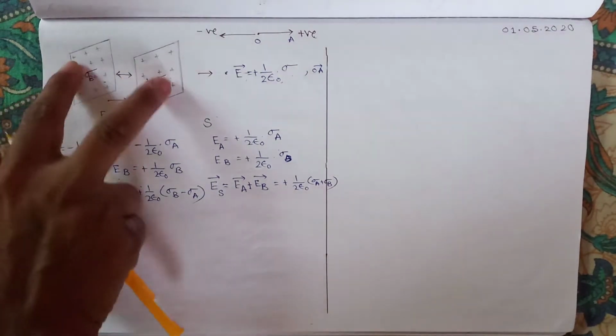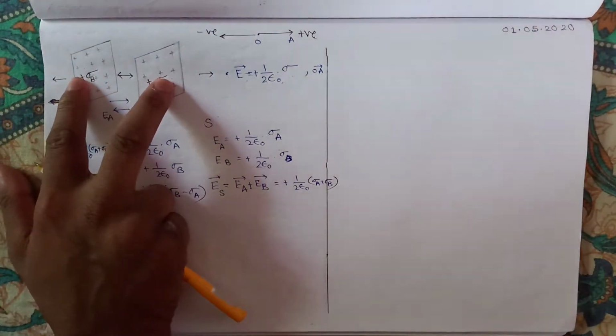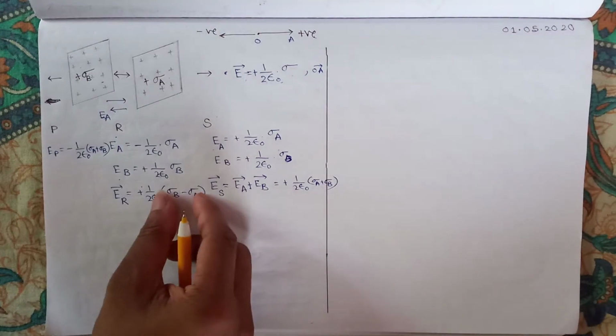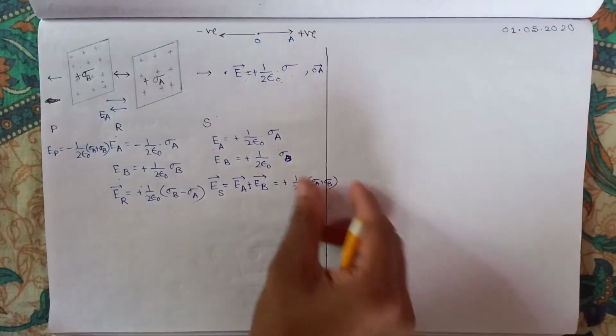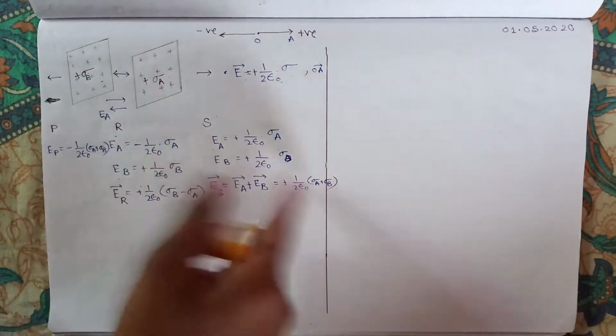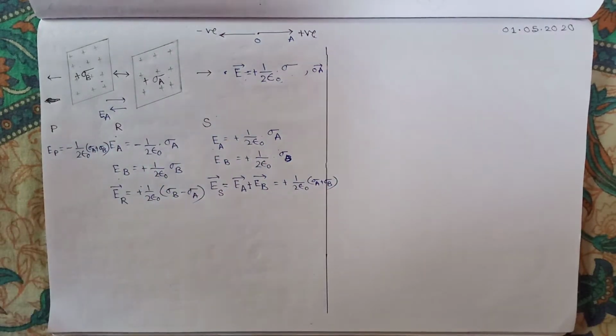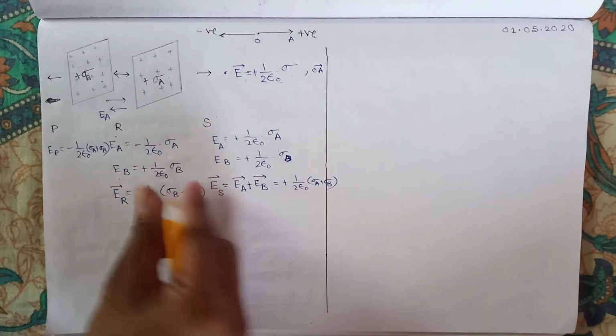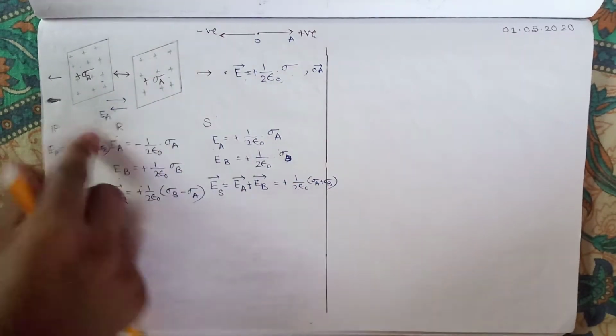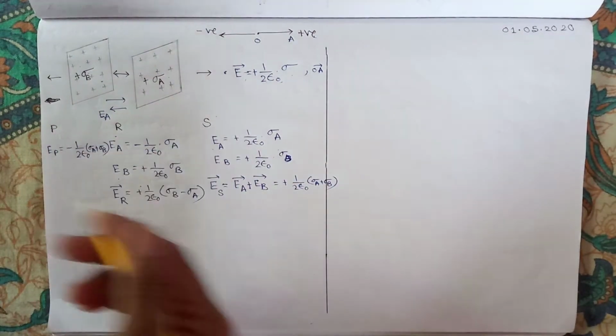And again, if the surface charge densities are the same, then look, the electric field in the middle region will be 0, and the electric field in either of the regions P and S will be maximum, or twice that of one sheet. And if they are of opposite sign, then here it will be twice, and in those two regions it will be 0. Just check that.